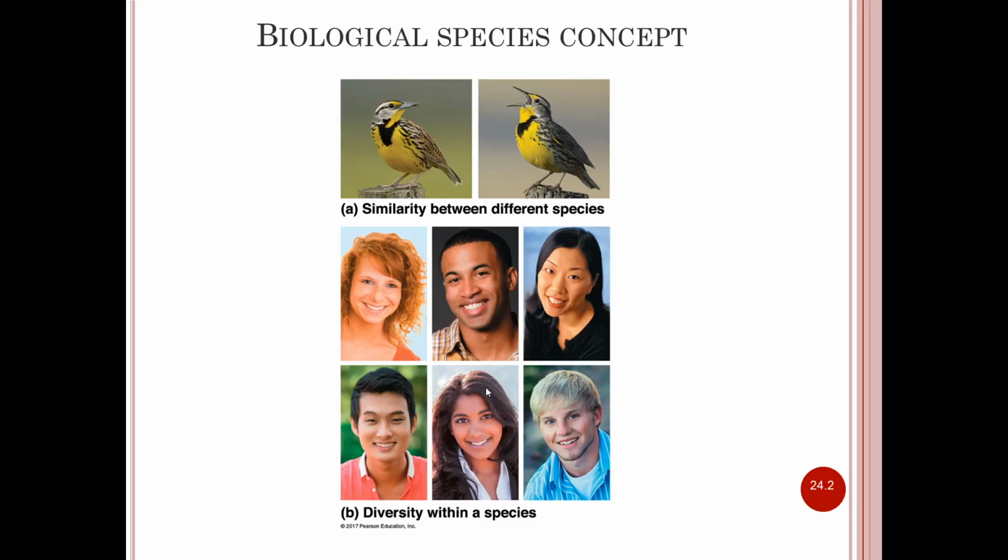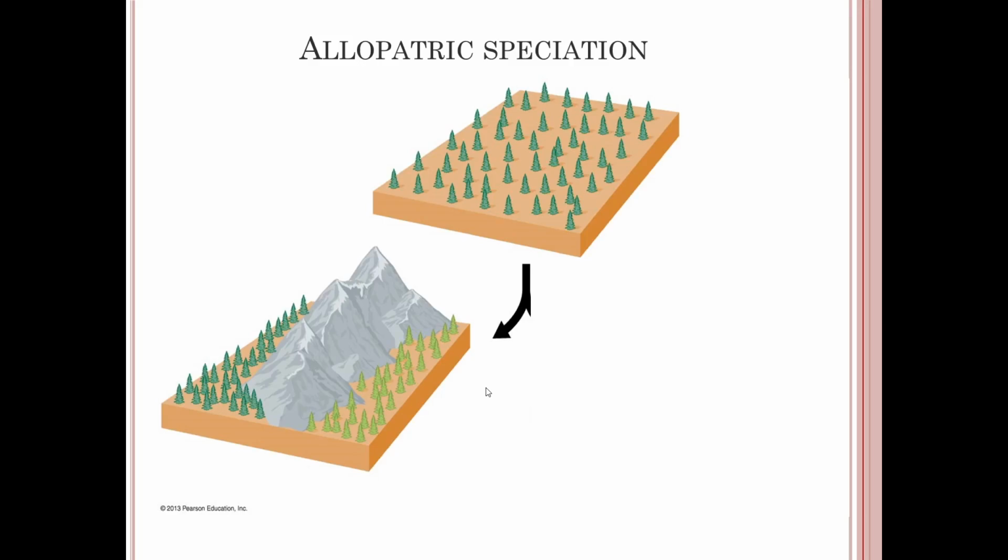Okay, so we're going to go on and we're going to talk then about how species are formed. How do new species come to be? And there are two mechanisms that allow for that. We have what's called allopatric speciation, and then we have what's called sympatric speciation. And I'm going to go ahead and start with allopatric speciation first. So this is number 4 on page 12 near the bottom of the page.